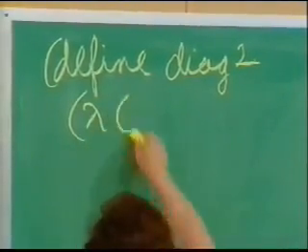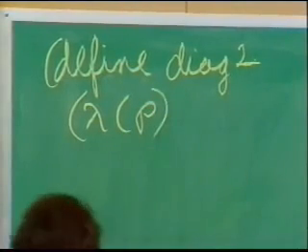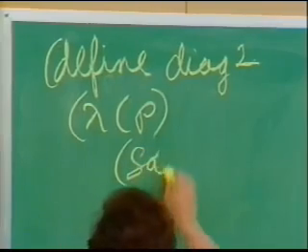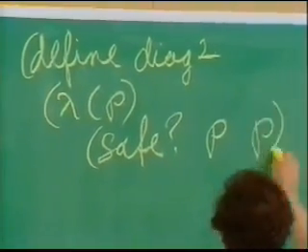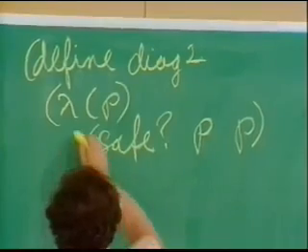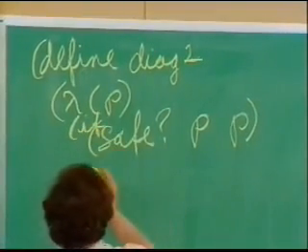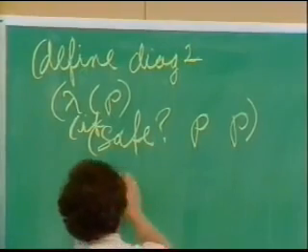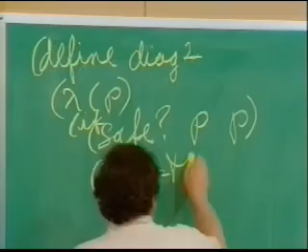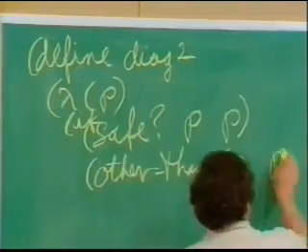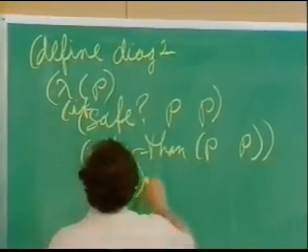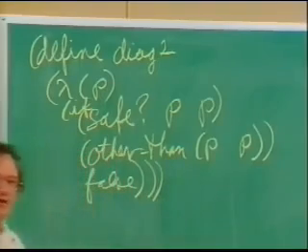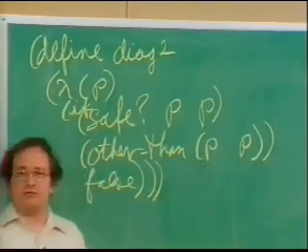But diag 2 is, again, a procedure of one argument p. And it's almost the same as the previous one, which is if it's safe to compute p on p, then I want to compute some other thing other than p of p. Otherwise, I'm going to put out false. Where other than says, whatever p of p is, I'm going to put out something else.